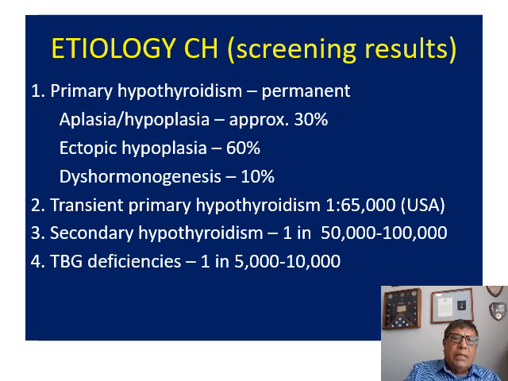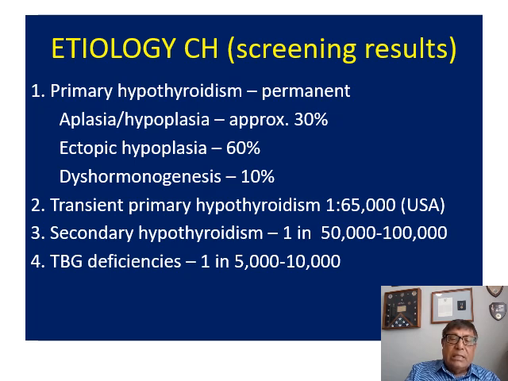As I have said, if you look at ectopic and hypoplasia of the thyroid gland, ectopic is 60%, hypoplasia is approximately 30%, and dyshormonogenesis, which is autosomal recessive, is about 10%. But transient primary hypothyroidism, meaning because of the crossing of some antibodies or other things, is about 1 in 65,000. And secondary hypothyroidism is 1 in 50 to 100,000.